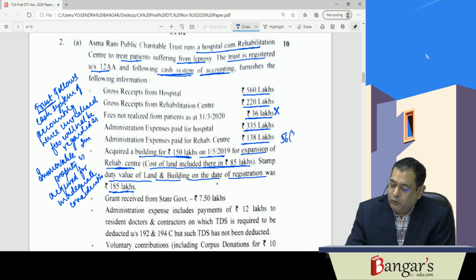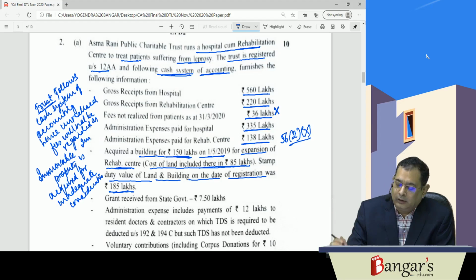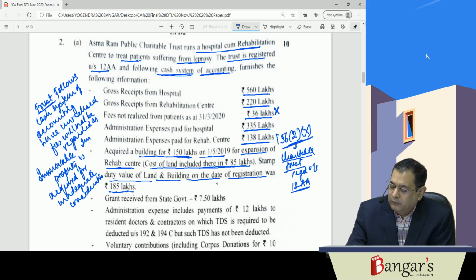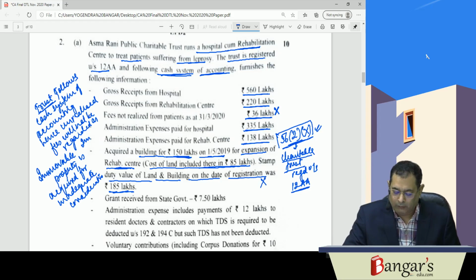Provisions of 56(2)(10) get attracted when the difference between the stamp duty value and the consideration exceeds 5% of the consideration, or 50,000, whichever is higher. But in case of a charitable trust registered under 12AA, if they acquire immovable property, provisions of 56(2)(10) will not get attracted. Hence, purchase of immovable property for inadequate consideration, taxability will not arise under 56(2)(10).